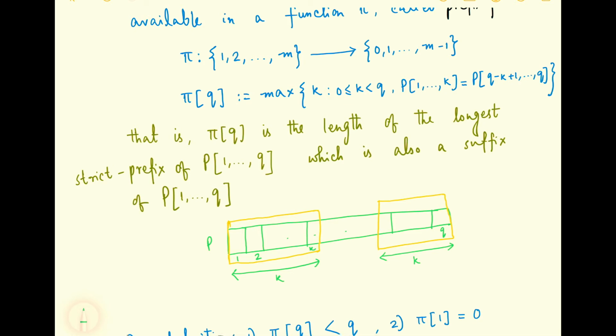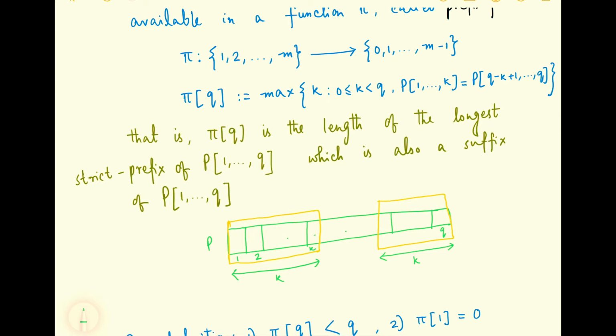So I look for a strict prefix p1 to q which matches exactly with the suffix of p1 to q. That means the first k characters of p match exactly the last k characters of p1 to q, and I am only focusing on the first q characters. I am not looking at the entire p.